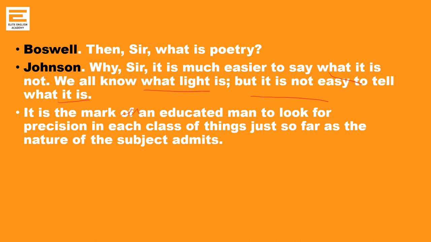Instead of defining what poetry is, he says that it is the mark of an educated man to look for precision in each class of things. Whatever we do, it is very important to note the exact things. Precision means exactness, the exact nature, just so far as the nature of the subject admits. Whatever subject you are reading, you have to look for precision. That means poetry should be very precise, very accurate. That is the conclusion of Johnson about poetry.